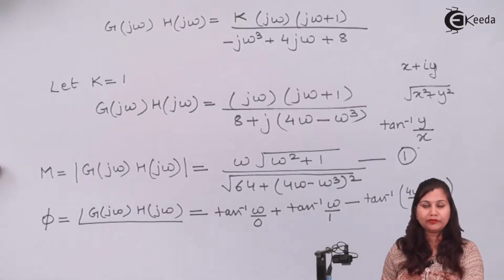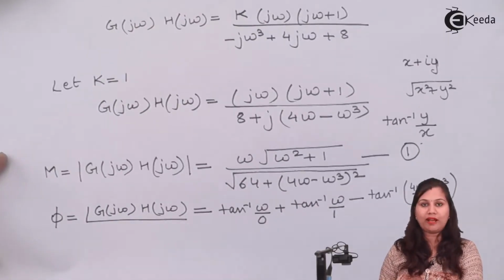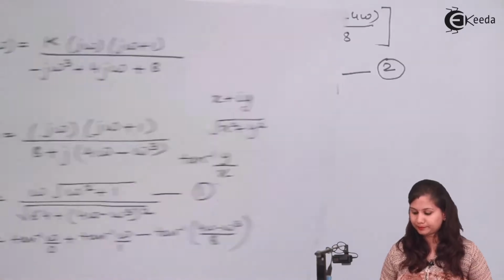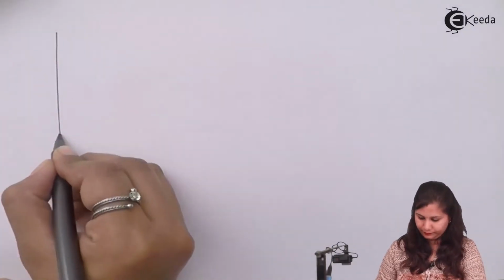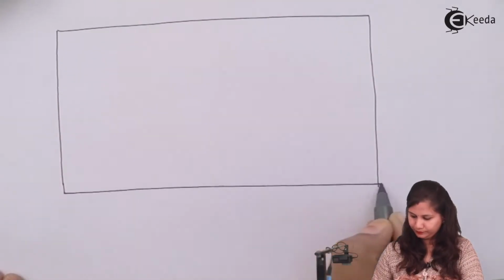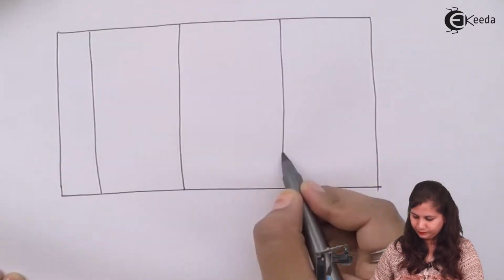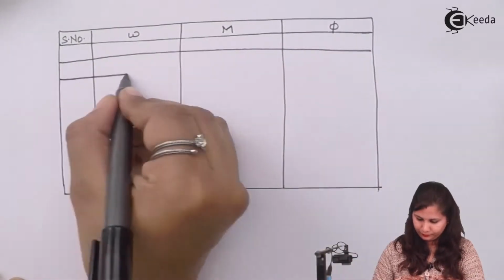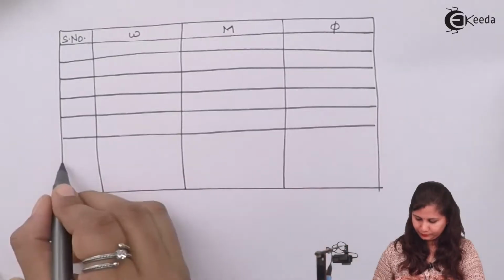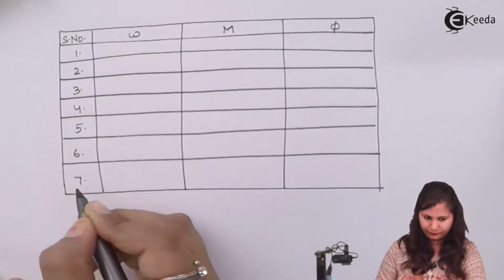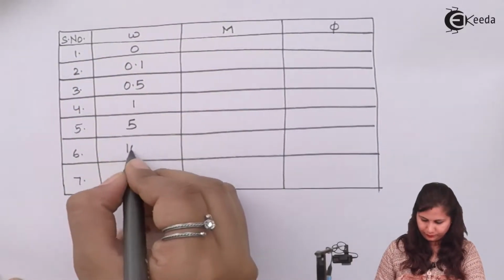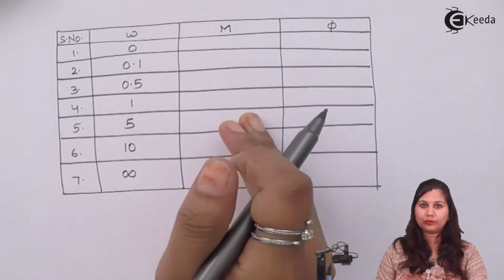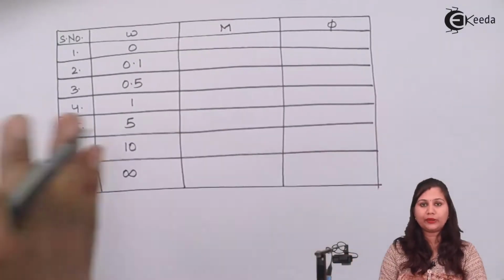So now we are going to make a table where we are going to take different values of omega, and for those values of omega we will calculate the magnitude and phase angle so that we can draw the Nyquist plot of the system. So we have drawn a table. Here we are going to take different values of omega, and for those values we will calculate the magnitude and the phase angle using equations 1 and 2.